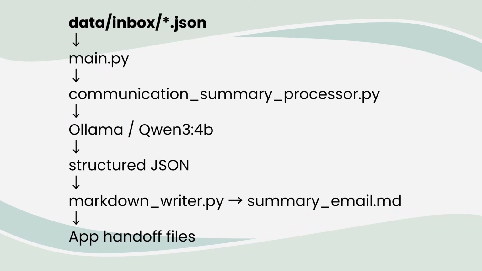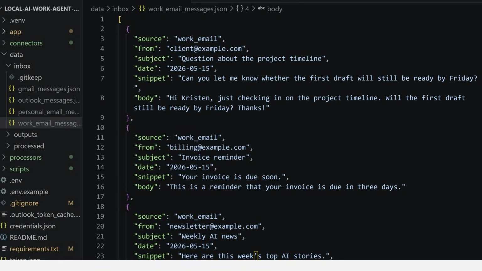Here's the high-level flow for this first module. The app starts with email-shaped JSON files in data/inbox. Each message has the same basic shape. This is important because the processor should not care where the message came from. The connector's job is just to normalize the raw data into the shared shape.